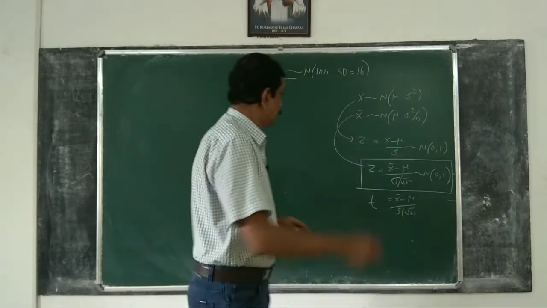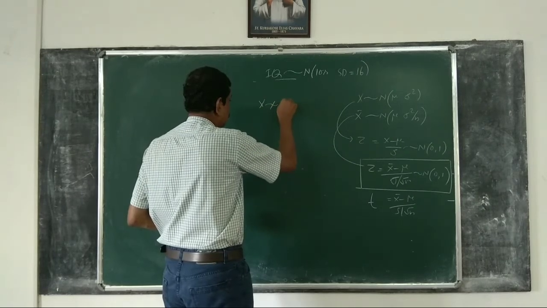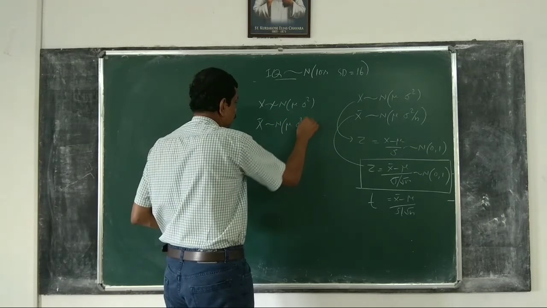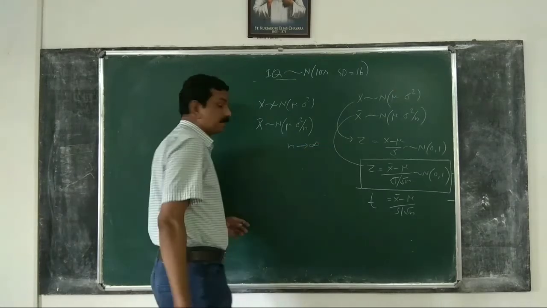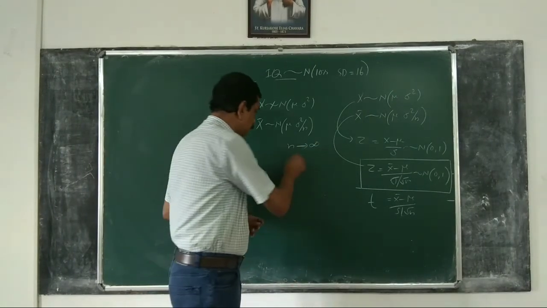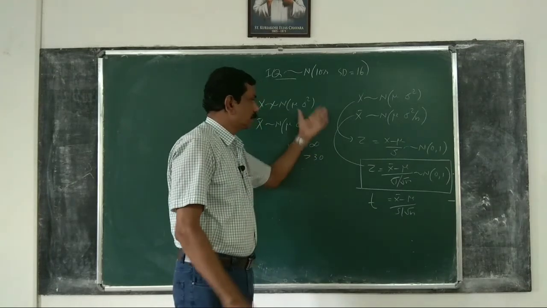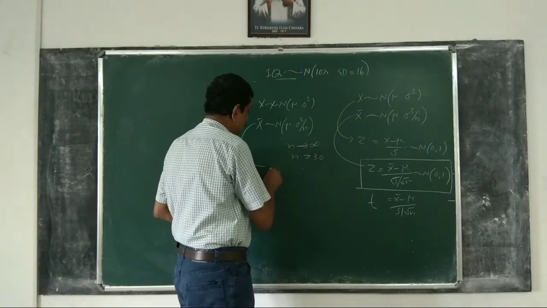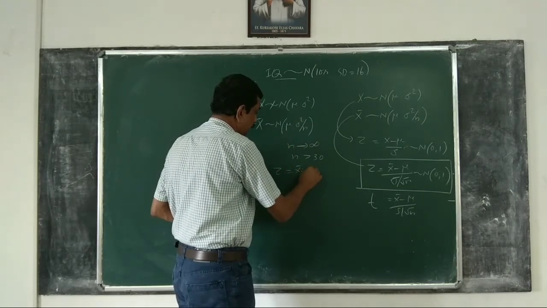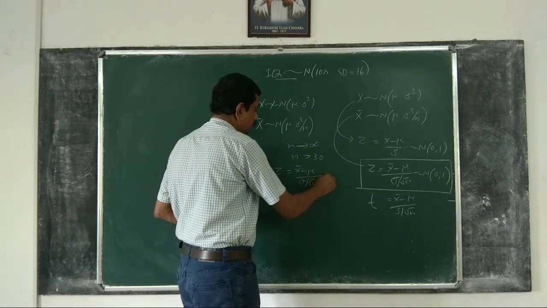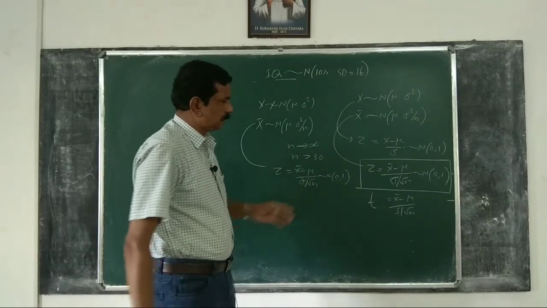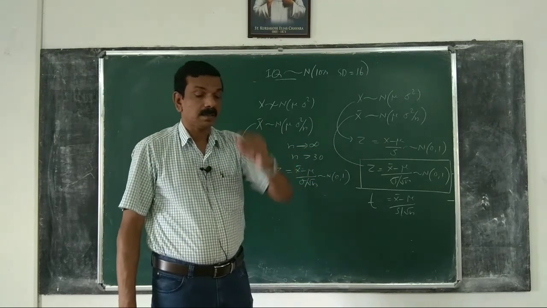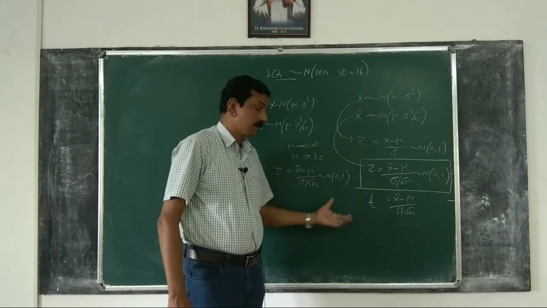And remember also, if x is not normal with mu and sigma square, x bar is again normal with mu and sigma square by n as n approaches infinity. Technically, we say n approaches infinity means n greater than 30. Even though x is not normal, as x bar is normal, z is equal to x bar minus mu by sigma by root n, normal with 0 and 1. So normality of the population is not a problem for hypothesis testing if you have a sufficiently large sample size. Points which we will see later.